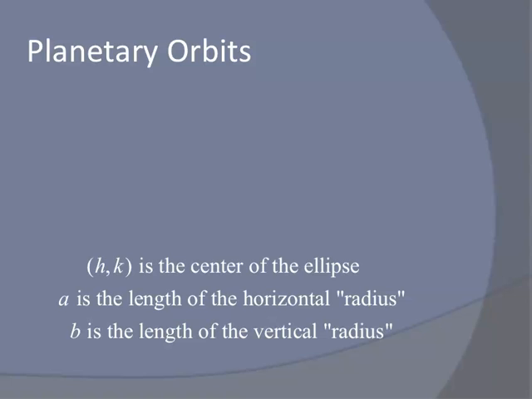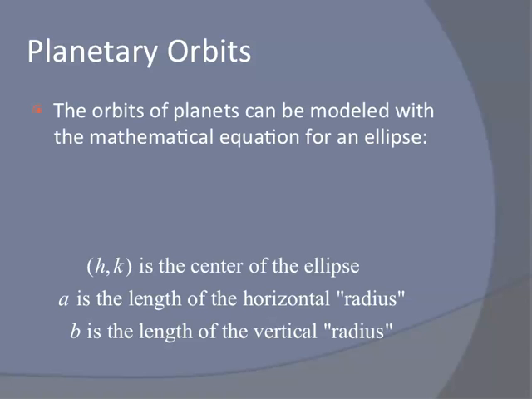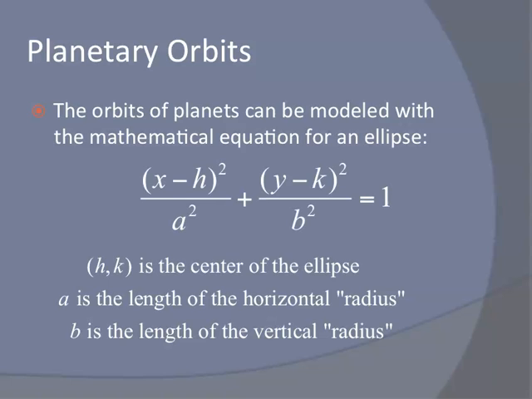All right, now for planetary orbits, we can model their orbits as an ellipse with this rectangular equation that you should be familiar with from Algebra 2. So we have (x minus h) squared over a squared plus (y minus k) squared over b squared equals 1. So h comma k is going to be the center of the ellipse. a is the length of the horizontal quote-unquote radius, and b is the length of the vertical quote-unquote radius.